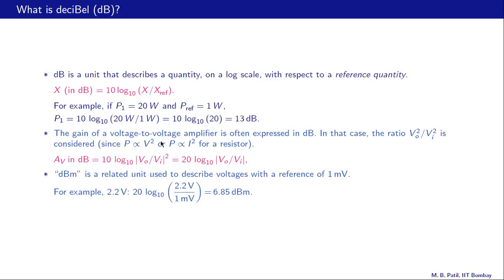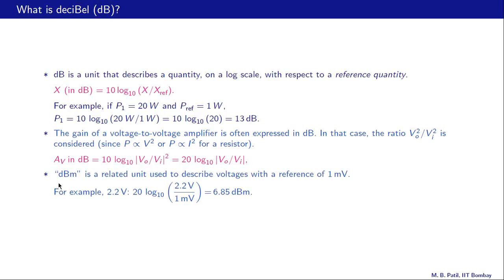Now the gain of a voltage to voltage amplifier is often expressed in dB, and in that case we don't use VO by Vref, we use VO squared by Vref squared, and Vref in that case is the input voltage. And why do we use squares? That is because power goes as voltage squared or current squared for a resistor. So voltage gain in dB would be 10 log to the base 10 VO by Vi squared, that is equal to 20 log to the base 10 VO by Vi, and this of course is a magnitude.